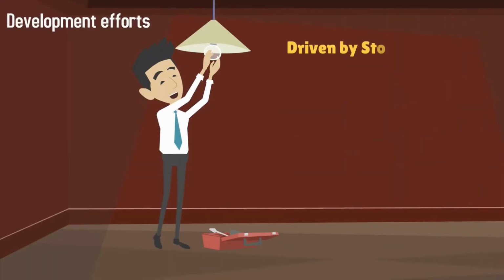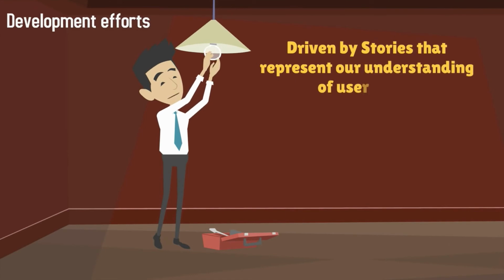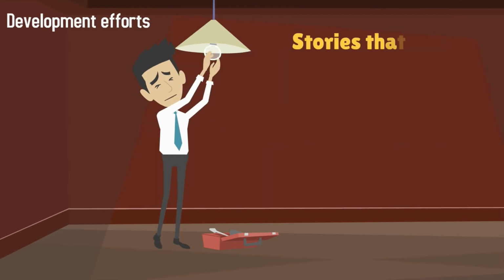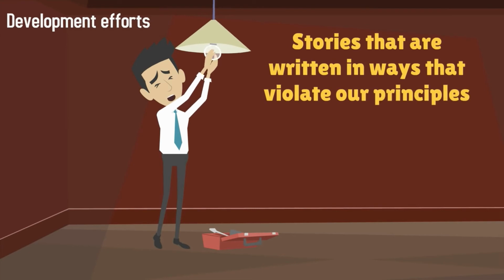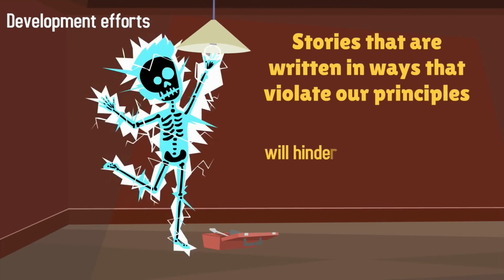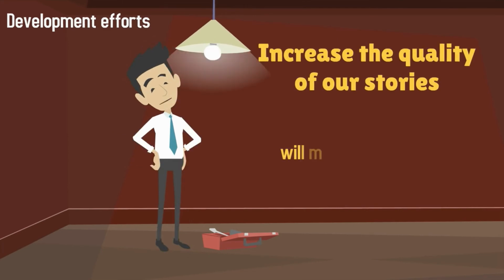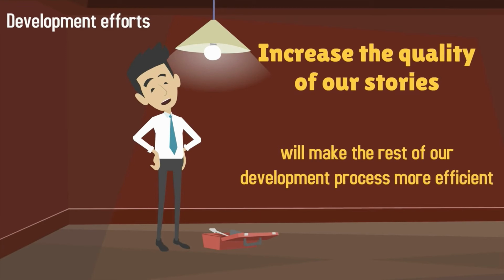When our development efforts are driven by stories that represent our understanding of user needs, it supports our principles and fosters good development practices. Stories that are written in ways that violate our principles will hinder good development practices. Anything we can do to increase the quality of our stories will make the rest of our development process more efficient.